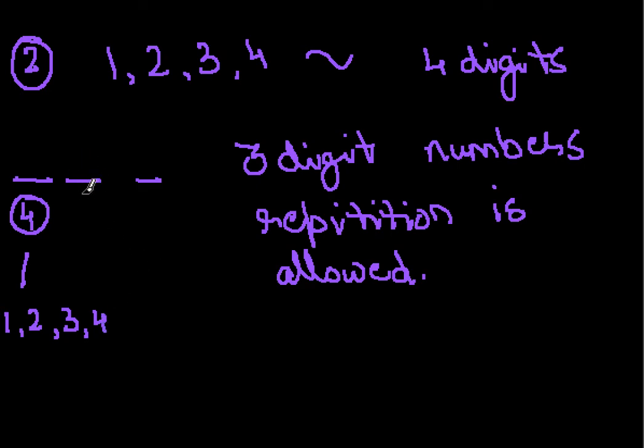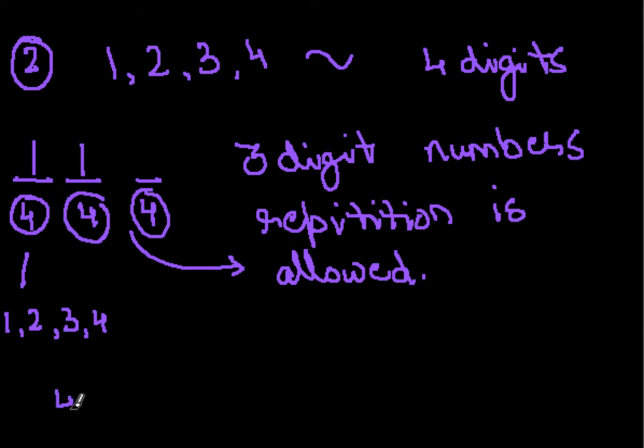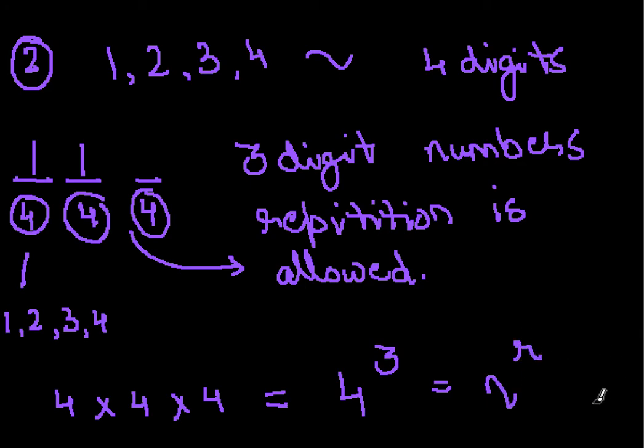How many ways are there to fill the second blank now? We still have 4 ways. Why is that? Because even if we fill 1 here, we can still fill 1 here, since repetition is allowed. So there are 4 ways to fill the last blank as well. The total number of ways to fill all 3 blanks is 4 into 4 into 4, using the fundamental rule again, which is 4 cube. Now if we generalize this, we get n raised to power r.